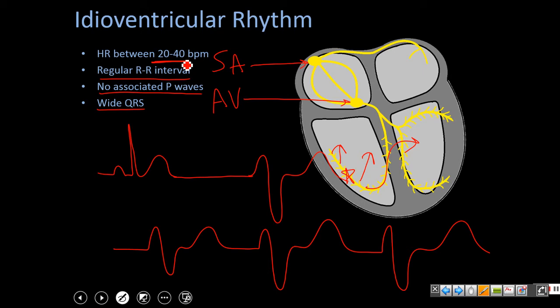However, with idioventricular rhythm, there is no AV synchrony, and the heart rate is very slow. And the ventricles are also not contracting simultaneously, your left or your right. They're contracting very slowly, one and then the other. So overall, it's a very reduced cardiac output in idioventricular rhythm.